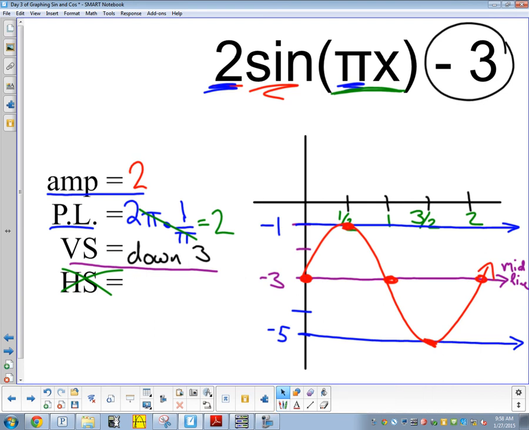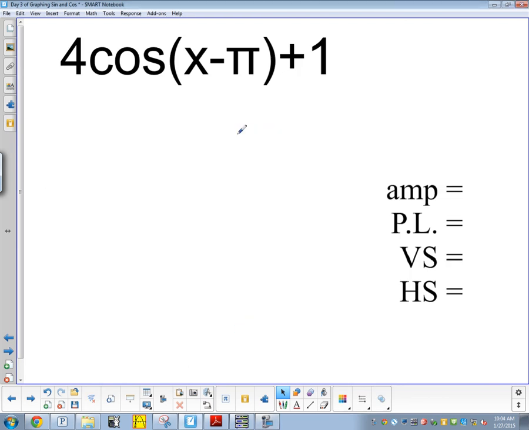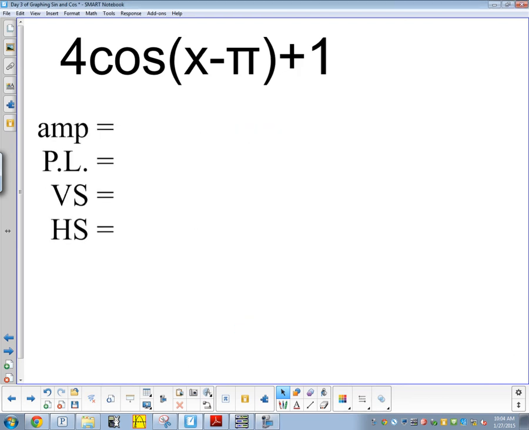A little bit tougher, okay? But again, it's never going to be tougher than that on a test or quiz. If you can follow those steps, you're going to be really good when we get to test or quiz. Practice the hardest ones you can do. That way later on it's a little bit easier. So 4 cosine x minus pi plus 1. Amplitude is 4.